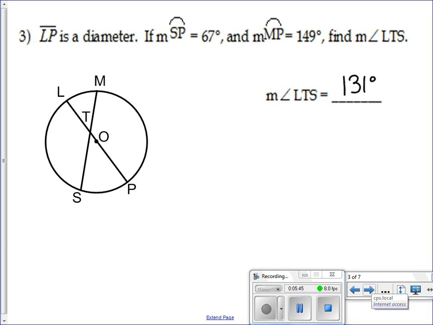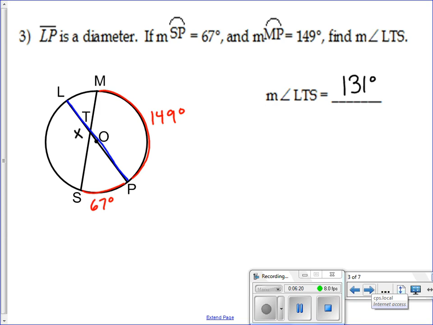All right, if you did not get this right, let's go over it. We're given that LP is a diameter. So right away you should be thinking, okay, this is cutting my circle into semicircles. I might end up using that. We're given that the arc of SP is 67, and arc MP is 149. And we're trying to find angle LTS. I'll put a little X there.